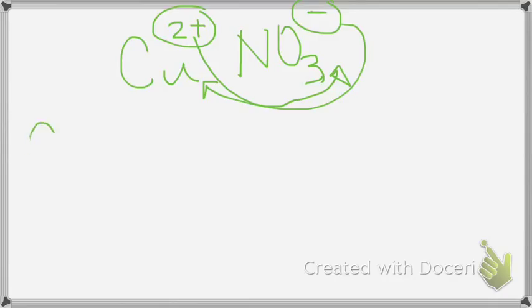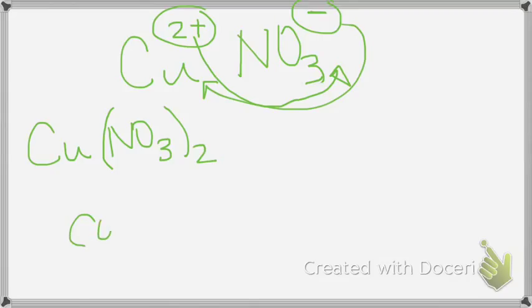So let's first write it. It's going to be Cu with a 1, which is implied, parentheses, NO3, so this is just like in math, end parentheses 2. Now let's name it.